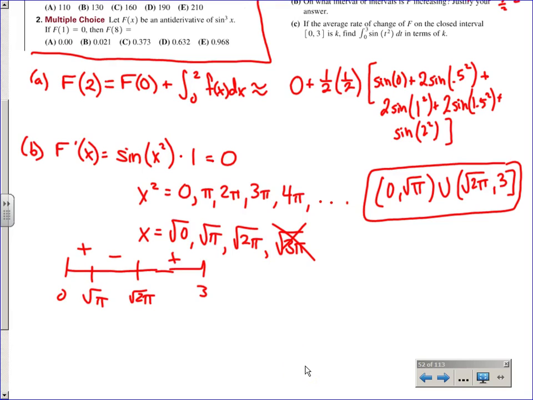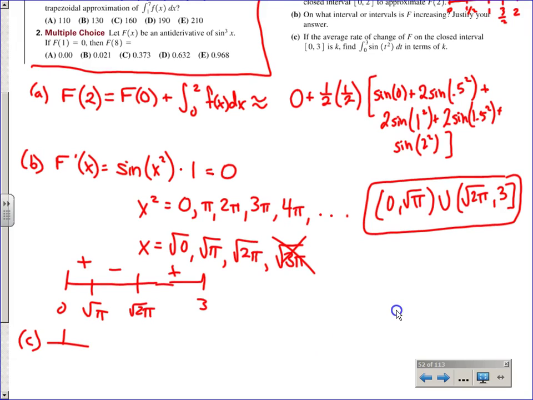Letter C. Average value. What's the formula for average value? Better know it for tomorrow. Yeah, 1 over b minus a times the integral of a to b. So we have 3 minus 0 times the integral 0 to 3 of... Wait a minute, this is weird. What are they actually asking me to do?